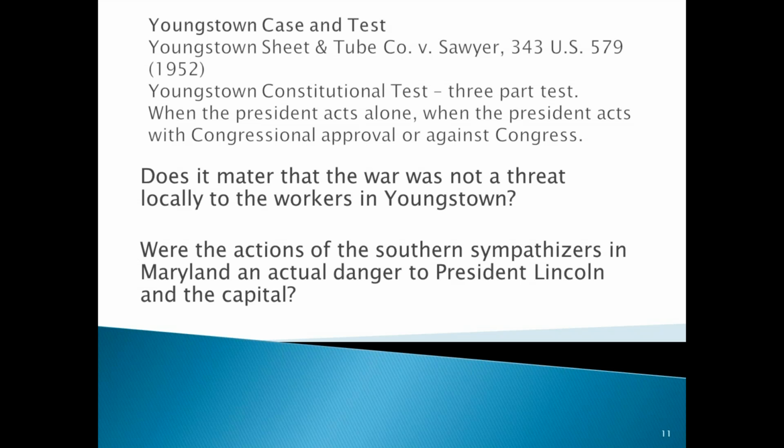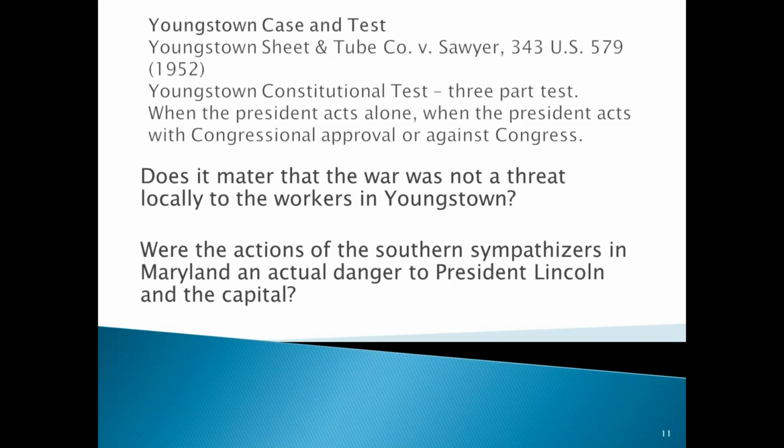And the first part of the test is that if two branches of government act in conjunction, so if the legislature and the executive branch act together, then it's by default constitutional. If one of the branches of government acts against the other branch, it's by default unconstitutional. So if the executive branch does something and the legislature tells the executive branch you can't do that, then the default position is that the executive branch is wrong and it's unconstitutional.